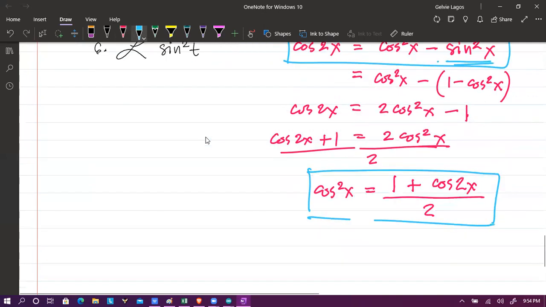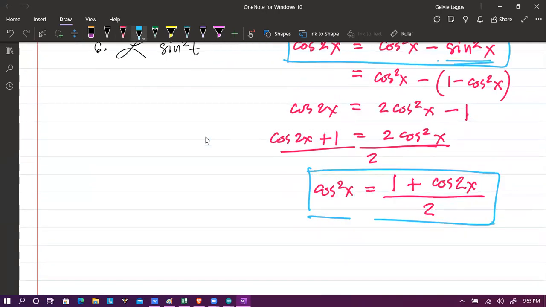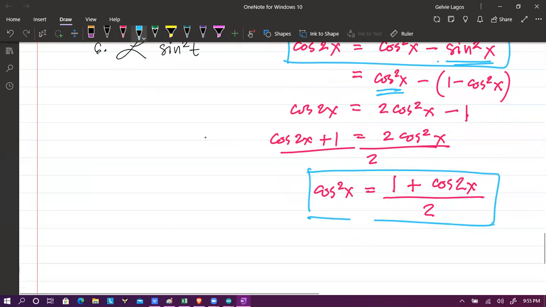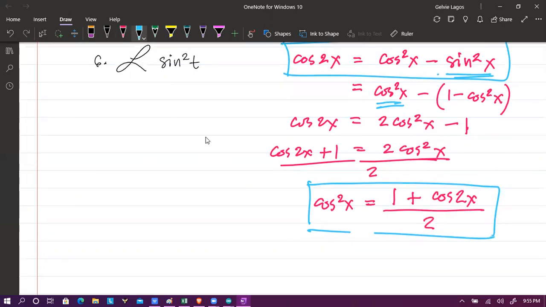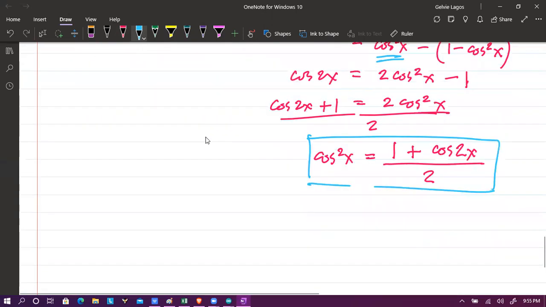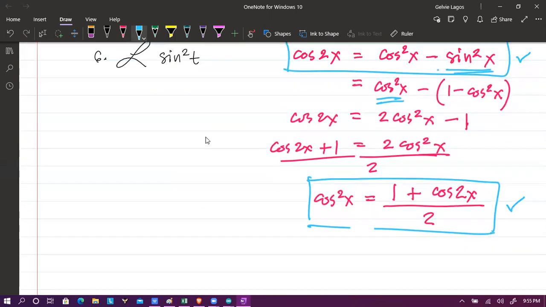Now you can also do that if you want to change this function into 1 minus sine. So let's try. So we have one identity. This is the first identity for cosine 2x, and this is the identity for cosine squared x. Now let's try sine squared x. The identity of sine squared x can be derived from this equation. Okay, let's try to derive that equation.